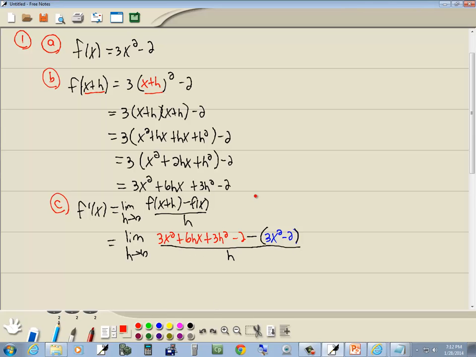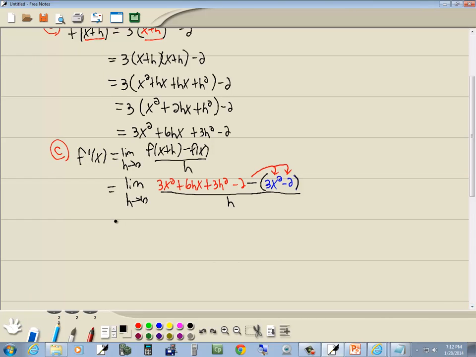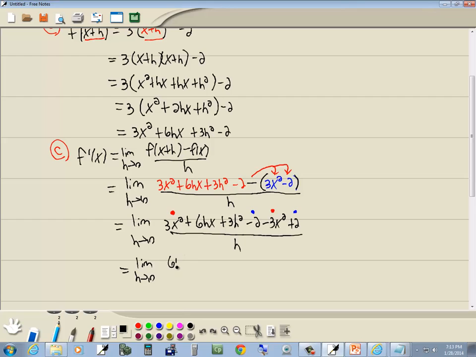All over h. Well, this negative in front of the parentheses is going to flip the sign of everything inside, so flip the sign of 3x squared and minus 2. So we've got limit as h goes to 0, 3x squared plus 6hx plus 3h squared minus 2 minus 3x squared plus 2 all over h. We'll combine like terms. 3x squared minus 3x squared is going to cancel. Negative 2 plus 2 is going to cancel. So we've got limit as h goes to 0 of 6hx plus 3h squared all over h.